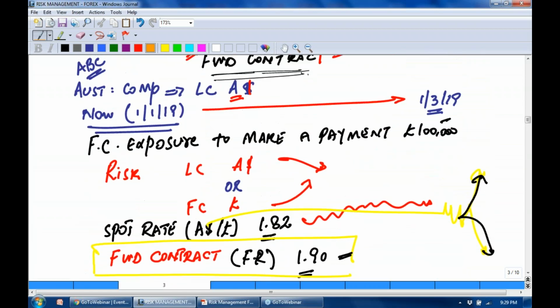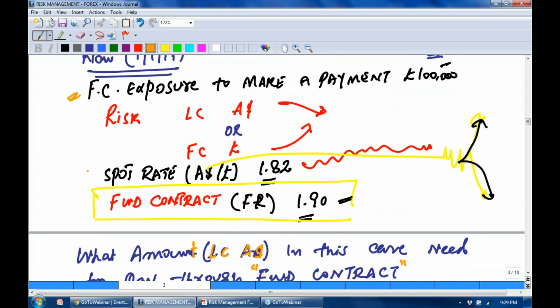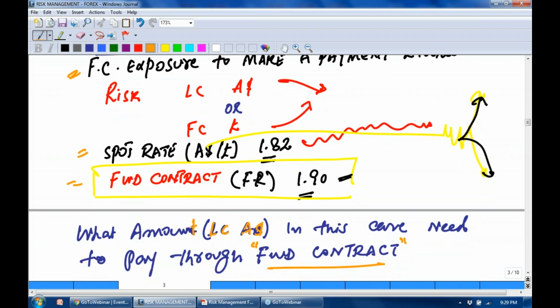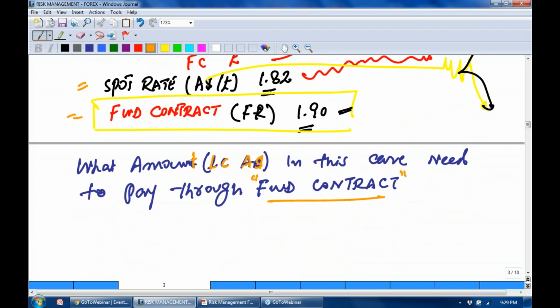Let me clear one point. If the examiner asks, this is the exam question, let's suppose: an Australian company, local currency Australian dollars, foreign currency exposure, needs to make a payment of 100,000 sterling after 2 months. Spot rate 1.82, forward rate 1.90. What will be the amount needed to pay through the forward contract?